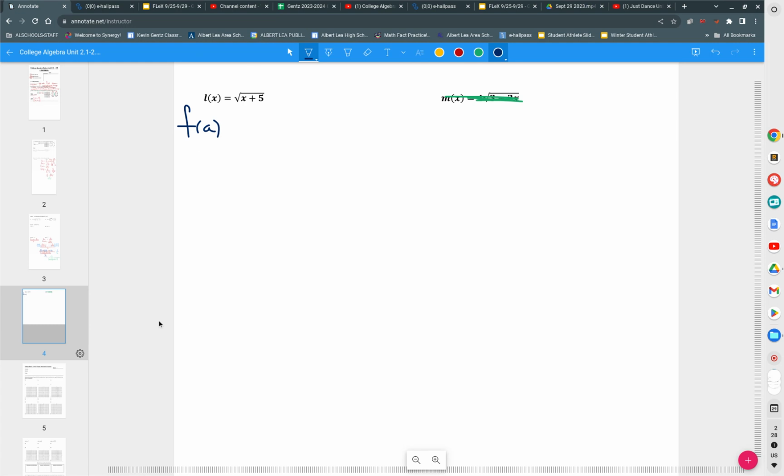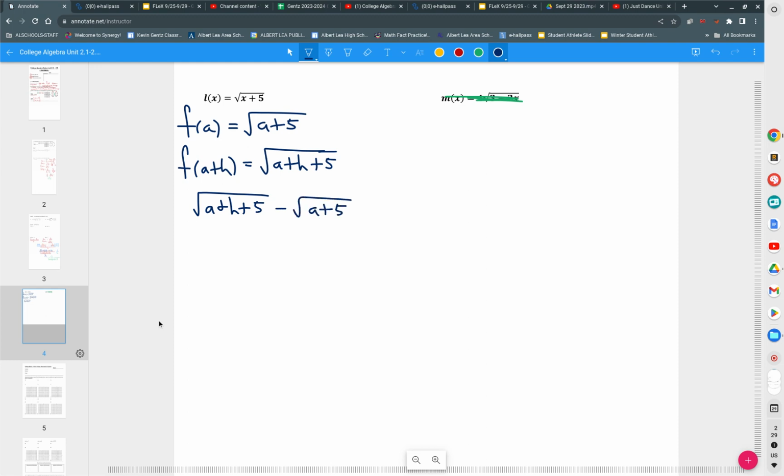f of a, square root of a plus 5. f of a plus h, square root of a plus h plus 5. Once I've identified those, I subtract them. Square root of a plus h plus 5 minus the square root of a plus 5 all over h.